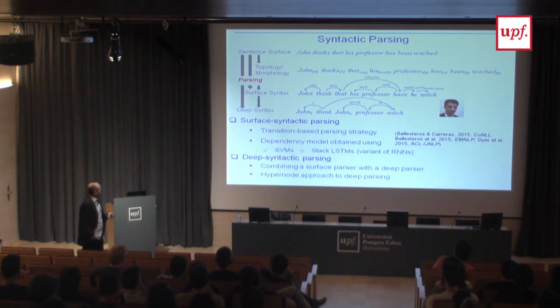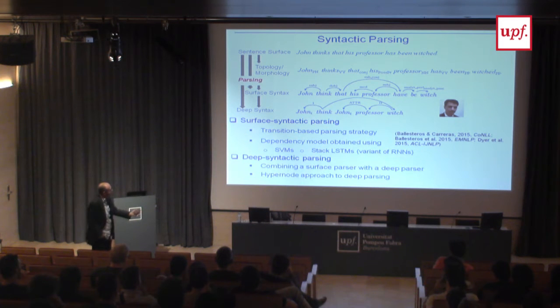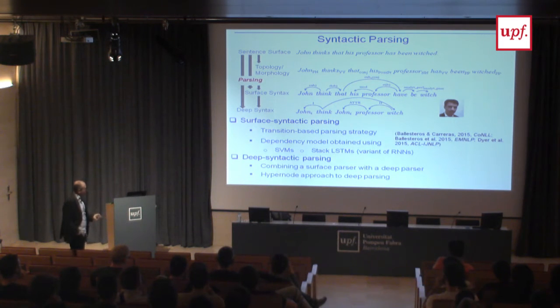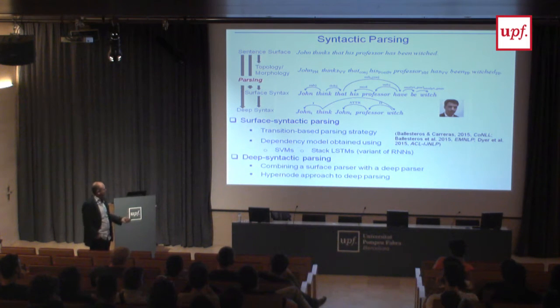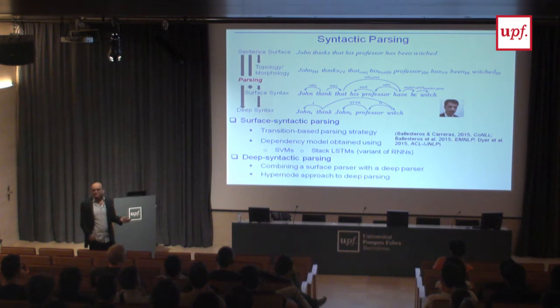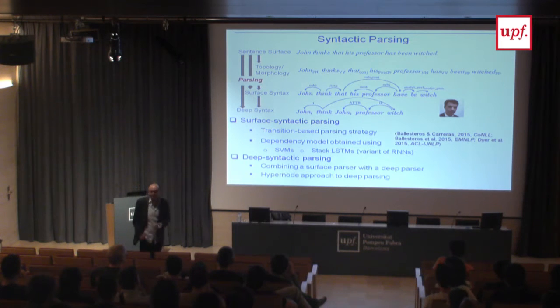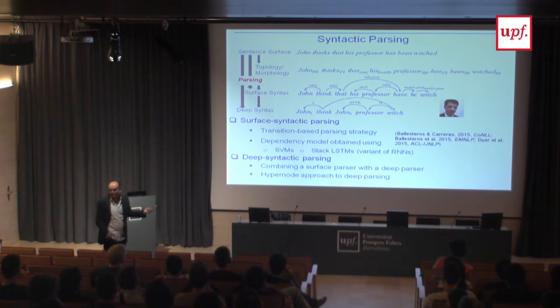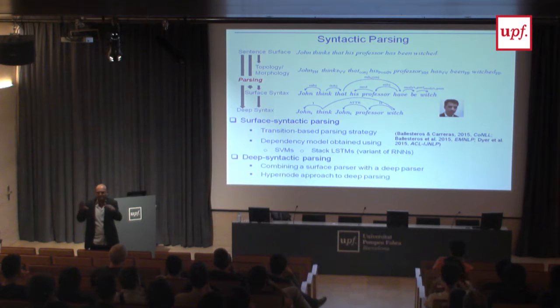Okay, so then if we go further to this structure, which is more abstract, here we have already fewer nodes. What we do is to combine a surface parser with a deep parser, and we use a so-called hypernode approach. A hypernode is basically a node which consists of several nodes. Why? Because the standard statistical parsers rely upon isomorphy between structures, and here we see that we cannot rely on that, there is no isomorphy. In order to provide a solution to this problem, we pack several nodes into one hypernode, and then we simulate isomorphy.